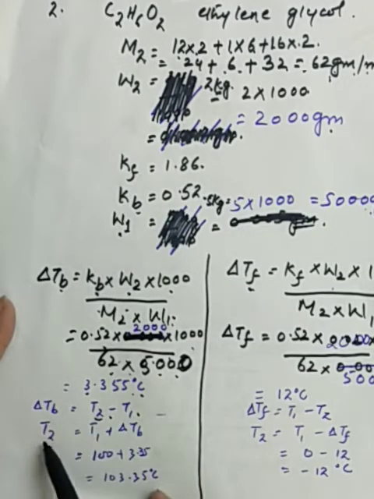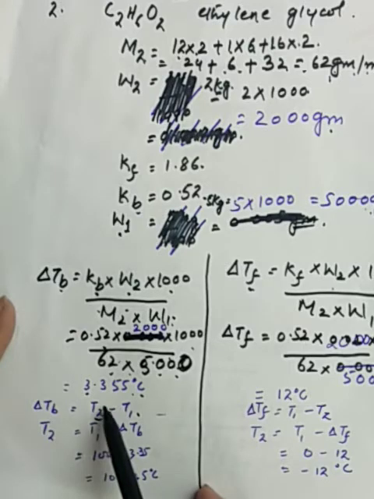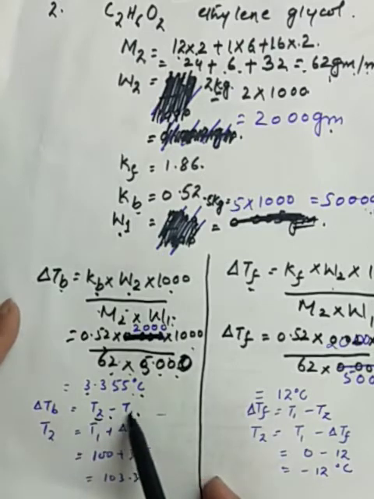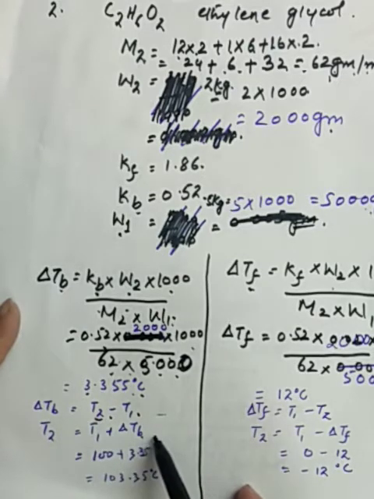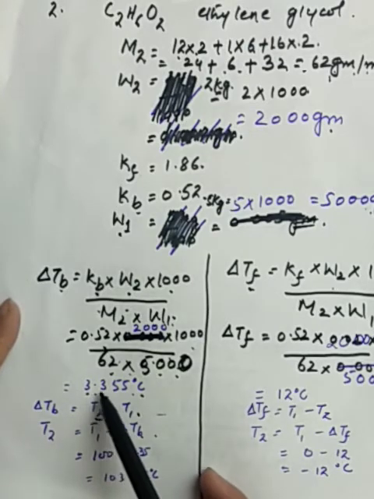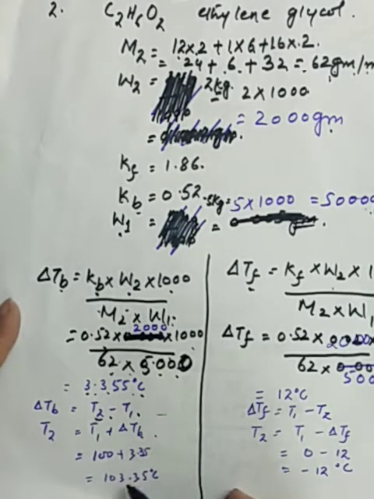Delta TB is equal to T2 minus T1. We have to calculate T2, that is the temperature of the solution. It is equal to T1 plus delta TB. The boiling point of water is 100 degrees centigrade, and delta TB value is 3.355 degrees centigrade. It is equal to 103.35 degrees centigrade.